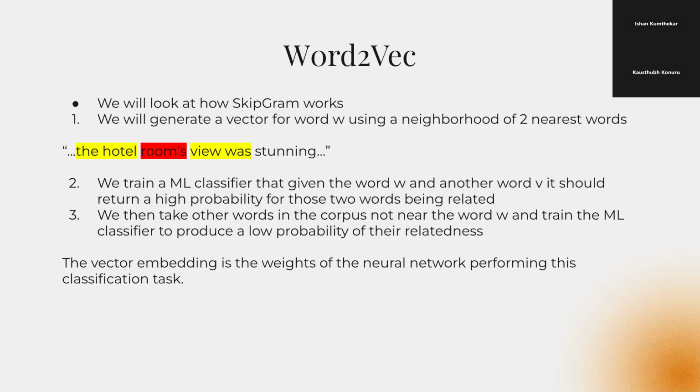So the next question would be, once it finishes classifying, we create a classifier that can predict a high probability of the word room having the neighbor be hotel, for example. Then how do we get the weights? The weights can simply be computed by using the weights of the neural network performing this classification task. And that can just be the embedding of the word.